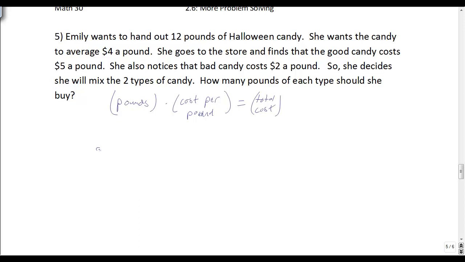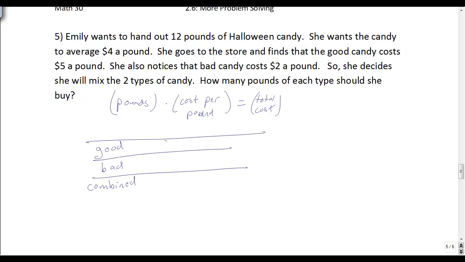So then what we've got is 2 types of candy: good, whatever that is, and bad, less desirable but cheaper, and then we have combined. Let's now read our information. So we want to hand out 12 pounds. Oh, I should have labeled my columns here first. So pounds, we have the dollars per pound, and then we have the total cost for that type or category.